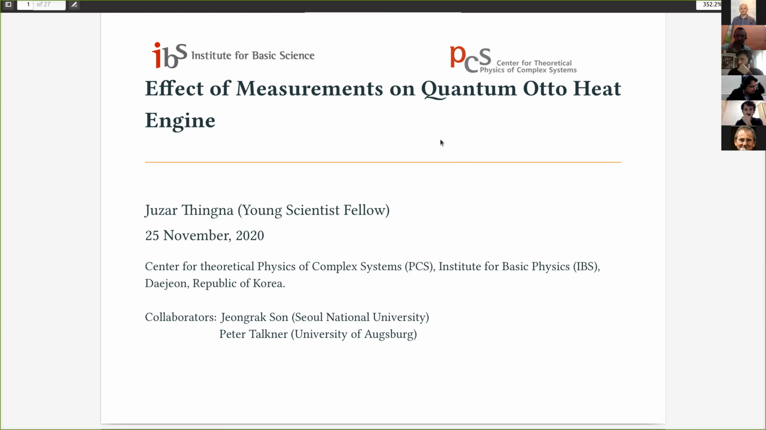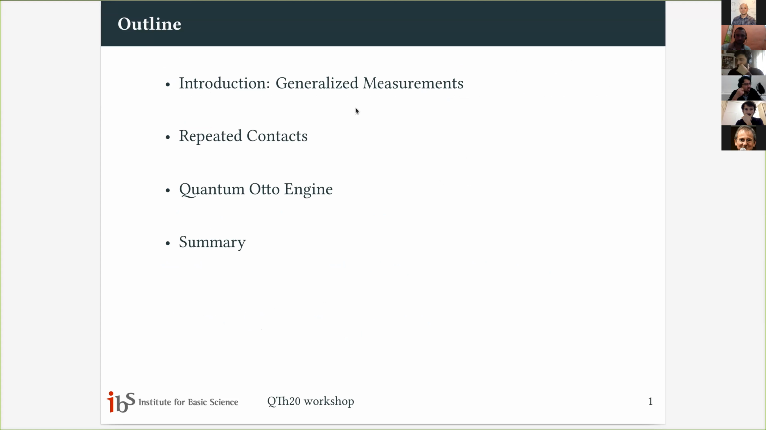So here's a brief outline of my talk. I'll first introduce the notion of generalized measurements. The idea behind this would be to build a physical picture of how quantum systems can actually be measured. And once I go through that, I will introduce a scheme which I'll call repeated contacts. This particular scheme will be used to calculate the sum of the values of an observable rather than an observable itself. So it could be quite useful in cases where you need to calculate certain sums of the values. I'll apply it further to the quantum Otto engine, and then I'll finally summarize my talk.